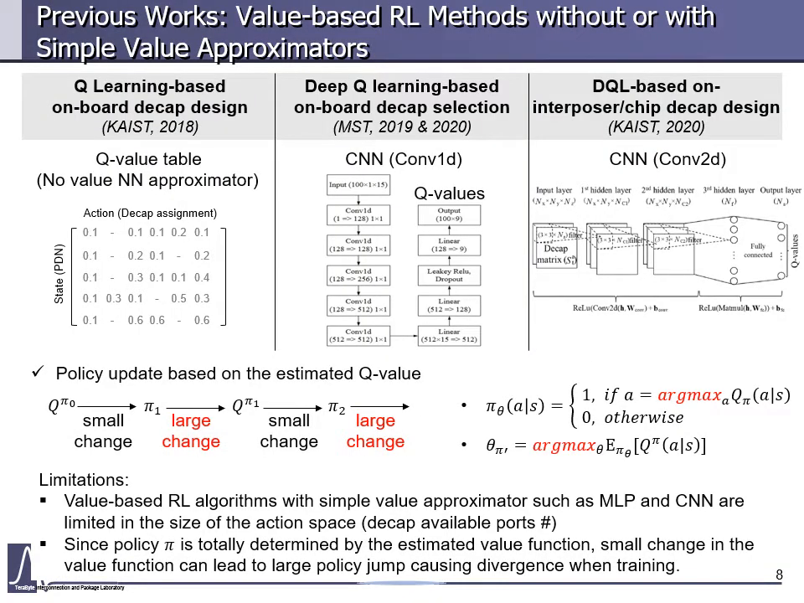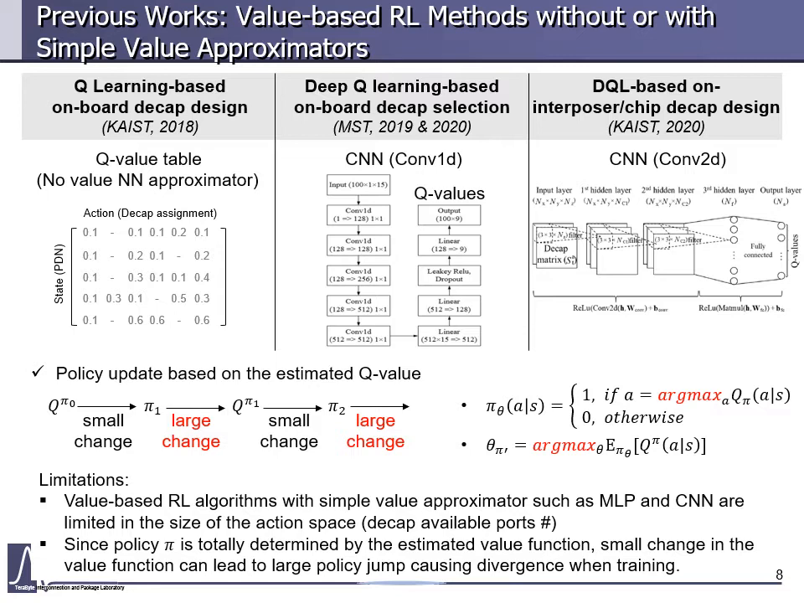These are the previous works of RL-based decap design methods to satisfy the target impedance. All of these are value-based RL methods, without or with a value approximator. The first one is the Q-learning based onboard decap design method proposed by KAIST in 2018. The second one is the deep Q-learning based onboard decap selection method proposed by MST in 2019 and 2020, with a convolutional neural network as the value approximator. The last one is the deep Q-learning based interposer and on-chip decap design method proposed by KAIST in 2020, with a CNN as the value approximator.